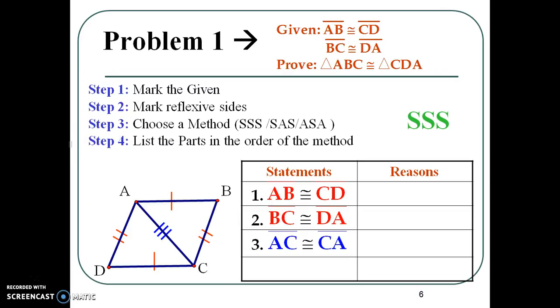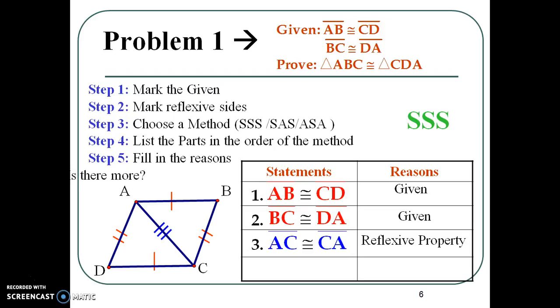Then we list the parts in the order of the method we're using and fill in the reasons. So AB is congruent to CD is given, BC is congruent to DA is given, AC is congruent to CA is based on the reflexive property. The reflexive property is the same thing as saying that side is congruent to itself. And so now we can say triangle ABC is congruent to triangle CDA on the basis of the side-side-side postulate.